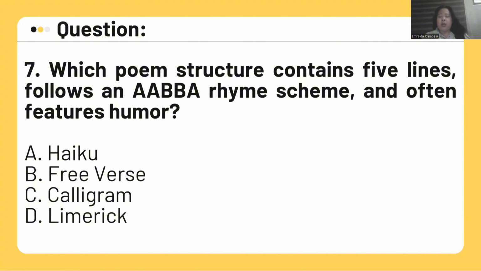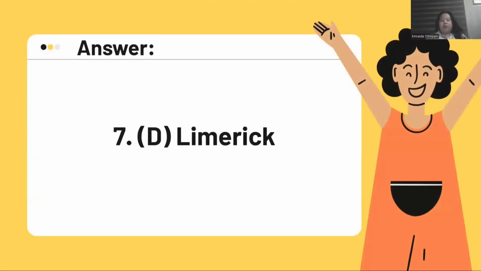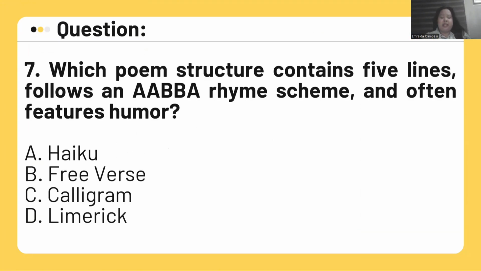Okay, so the answer for this one is letter. Let's find out. The answer for this one is letter D, limerick. So, what is a haiku? A haiku is a 3-line poem with 5-7-5 syllables. Free verse does not follow a fixed form. A calligram is a visual shape of a poem, and limericks are humorous 5-line poems that follow an AABBA rhyme scheme.